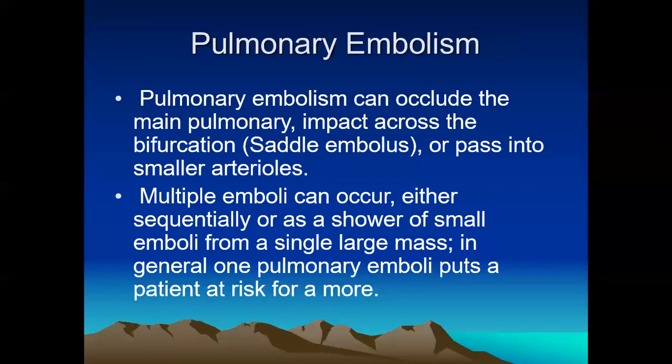Now, there is a pulmonary embolism. They can cause occlusion of the main pulmonary vessels, the main pulmonary artery, and impact across the bifurcation. They can lead to the formation of a saddle type of embolus, and they can also pass into the smaller arterioles.